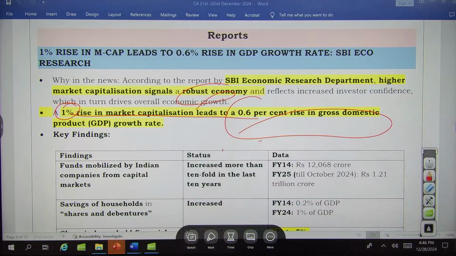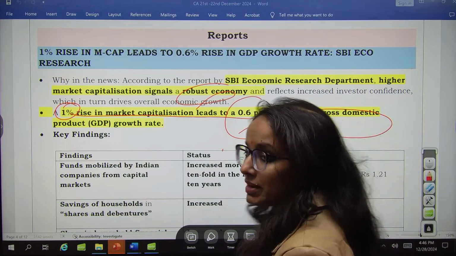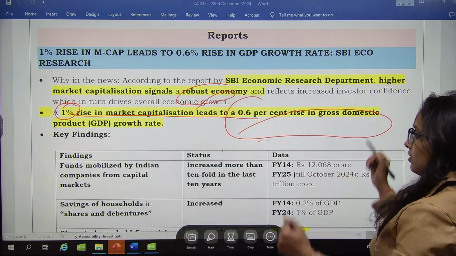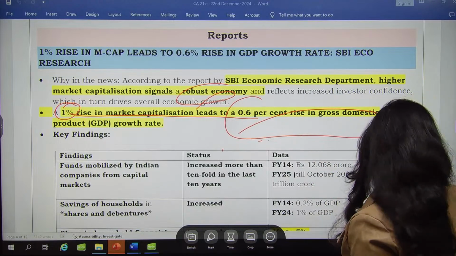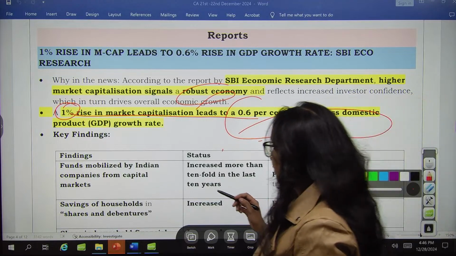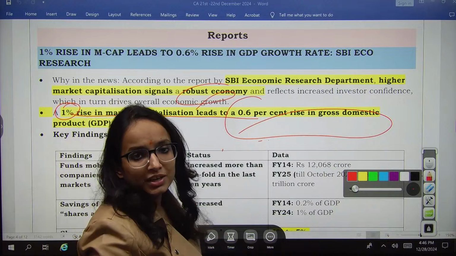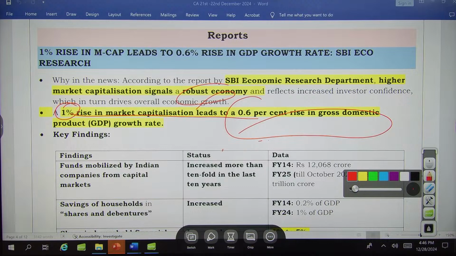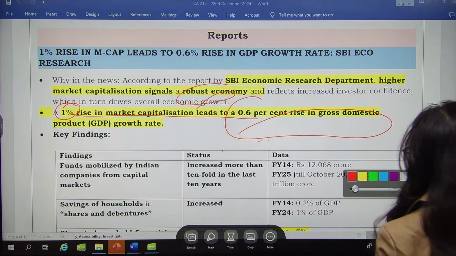Yes. The SBI report, of course, is also important for the SBI JA exam if you are targeting that, anyone. So remember this number. This data particularly can be important for the SBI Junior Associate examination. They have mentioned that 1% market capitalization can lead to a 0.6% rise in GDP. So this is quite significant.